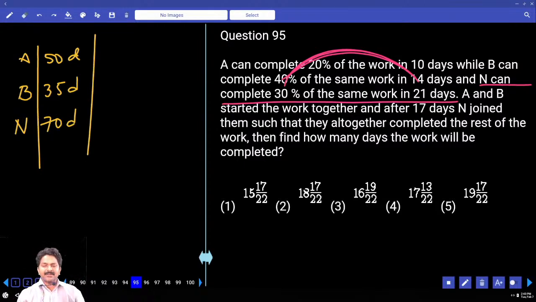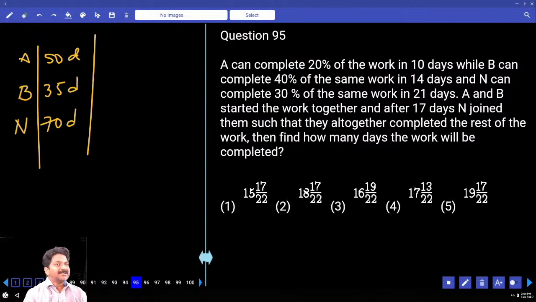A and B started the work together and after 17 days, N joined them such that they all together completed the rest of the work. Then find how many days the work will be completed, the total time taken to complete the work. Correct? Already A and B worked together for 17 days, and then N joined. So the answer must be more than 17. Straightforward, two options already eliminated. Approximately how many more days it takes, that's what we need to calculate.